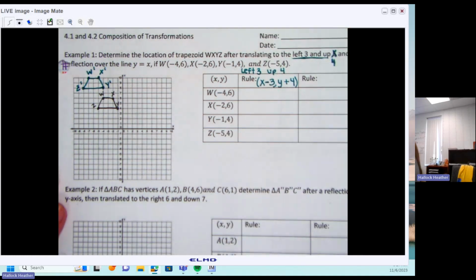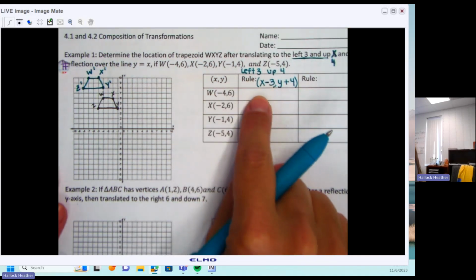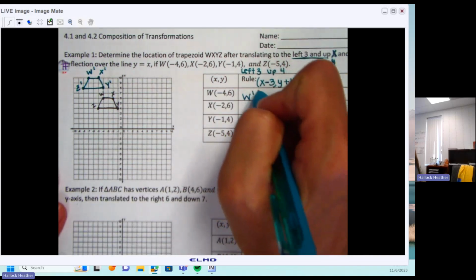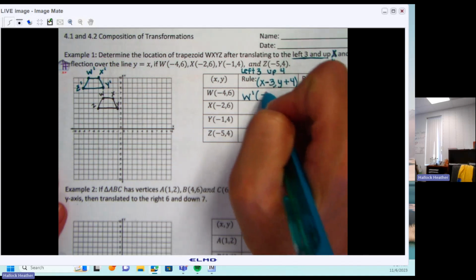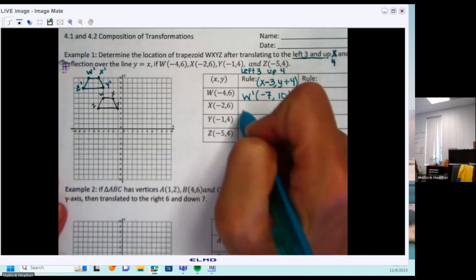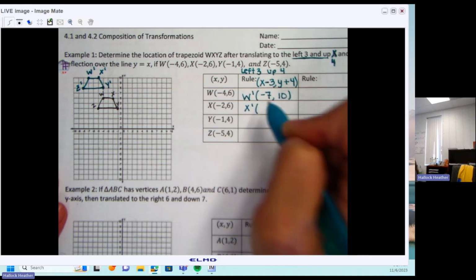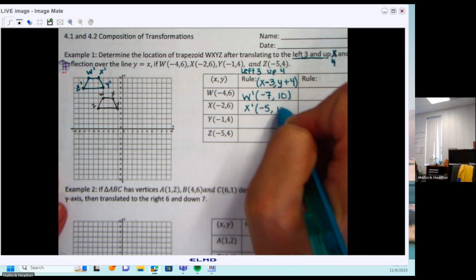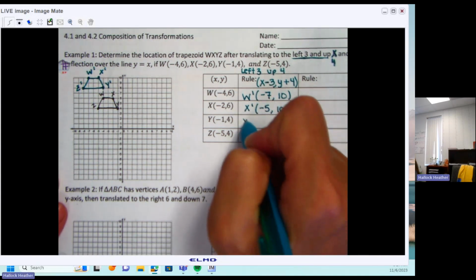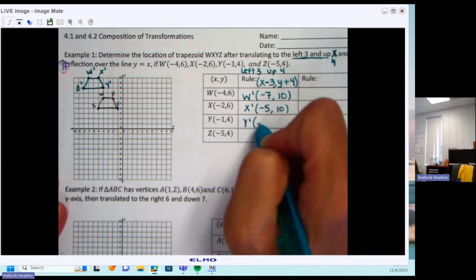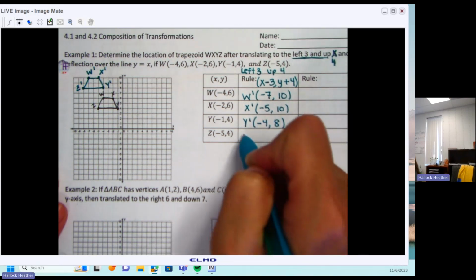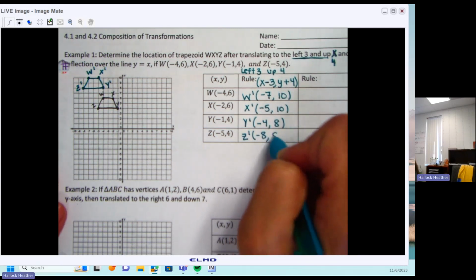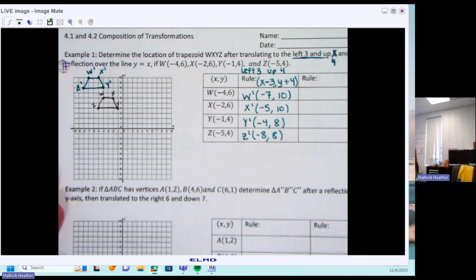That's my rule. You can either use your rule to change your coordinate points, or you can look on your graph. Either way, W prime should end up at -7, 10. X prime should end up at -5, 10. Y prime should end up at -4, 8. And then Z prime should end up at -8, 8. So that's where we stopped last week. We just did one step.